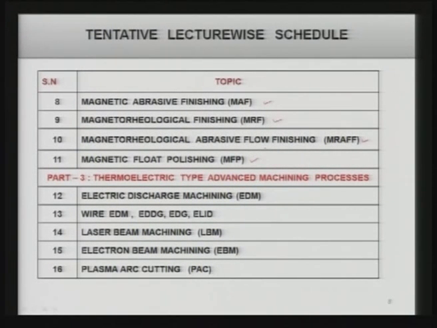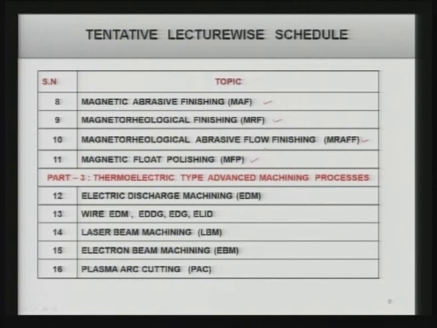These are some of the processes which are used for nano finishing of different shapes and sizes. Part 3 deals with thermoelectric type advanced machining processes, which includes electric discharge machining, wire electric discharge machining, electric discharge diamond grinding, that is EDDG, electric discharge grinding EDG, electrolytic in process dressing ELID. Next chapter that we will deal with is laser beam machining, that is LBM, electron beam machining EBM, and plasma arc cutting, that is PAC.